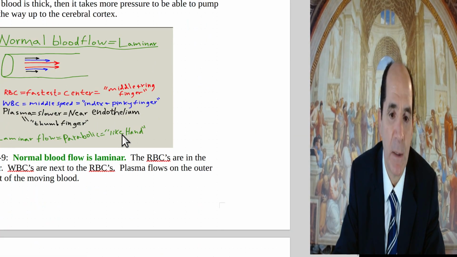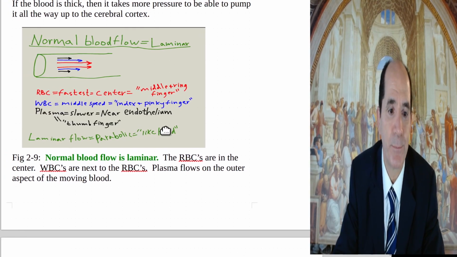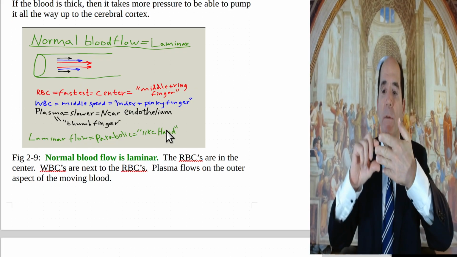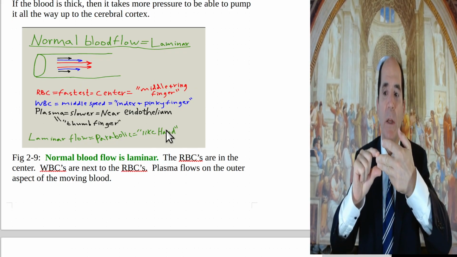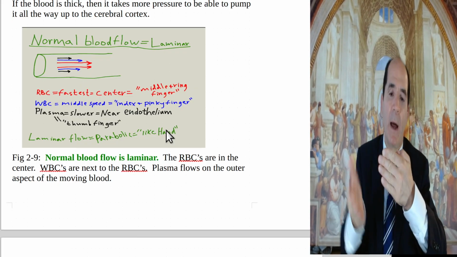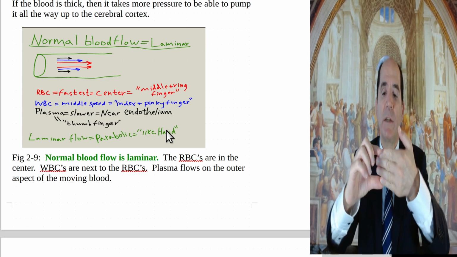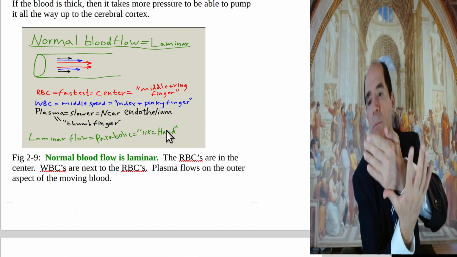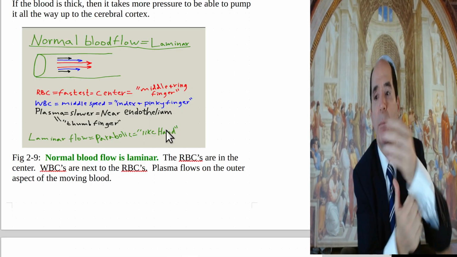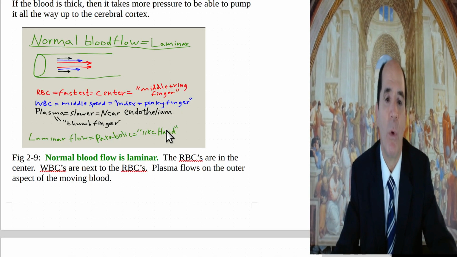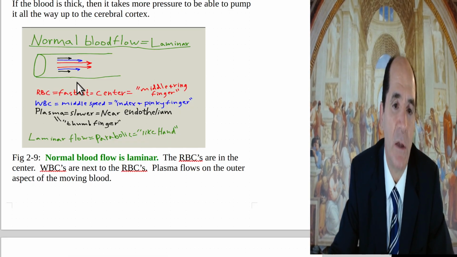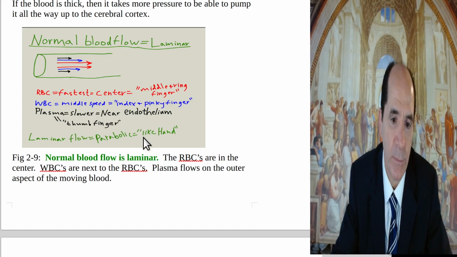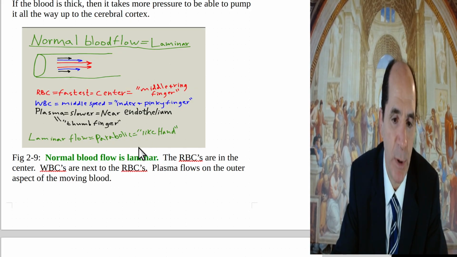We're going to talk now about laminar flow. This is figure 2-9. Basically, blood flow is like your hand. The fingers in the center are the red blood cells. They flow the fastest. It's a parabolic velocity profile. Right next to the two central fingers, on each side, are the white blood cells. And then your thumbs would be the equivalent of the plasma, which flows adjacent to the wall of the artery, the endothelial cells. This is called normal blood flow, laminar blood flow. That's how it's supposed to be.